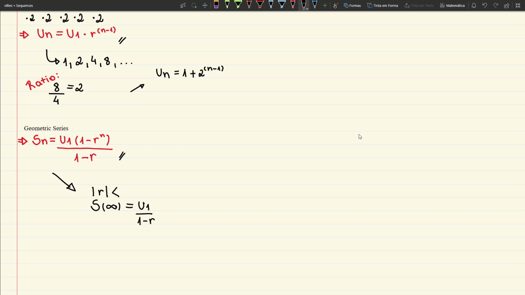One thing about geometric series is that we can have an infinite geometric series. Some of them can converge to a finite number, which is different from arithmetic series that will always either increase or decrease without limits. In a geometric sequence, there is the possibility to sum everything up to a finite number. And this is only possible if the modulus of r is smaller than 1. And the formula is S of infinity is equal to U1 divided by (1 minus r).